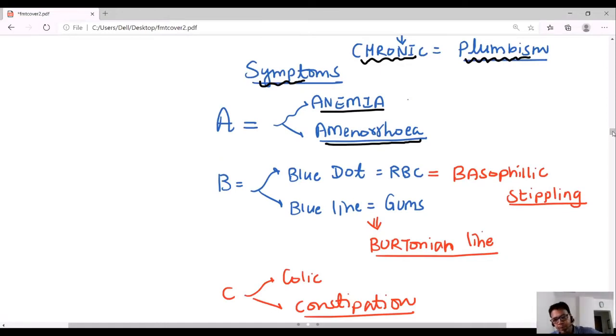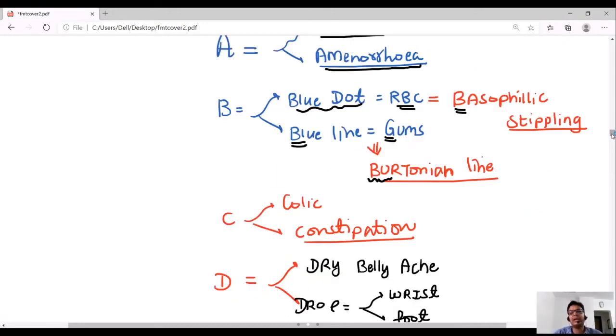B for blue dot in RBC. Doctor, this question comes in exam. Blue dot in RBC is known as basophilic stippling. B for blue line in gums, this is known as Burtonian line. Again, I am telling you, A for anemia and amenorrhea. B for blue dot in RBC is known as basophilic stippling. And blue line in gums is known as Burtonian line. A done, B done. C for colic and constipation.